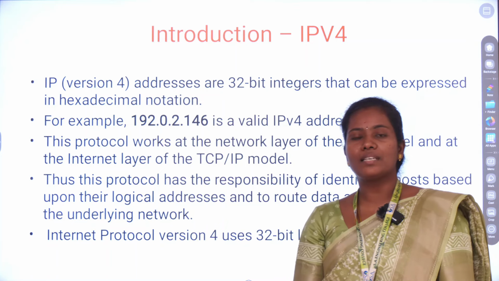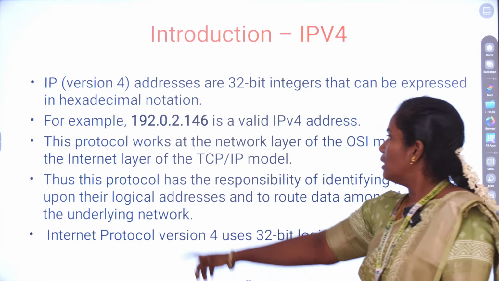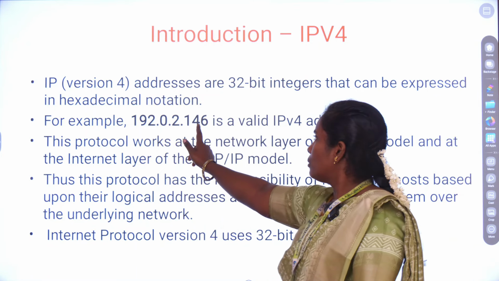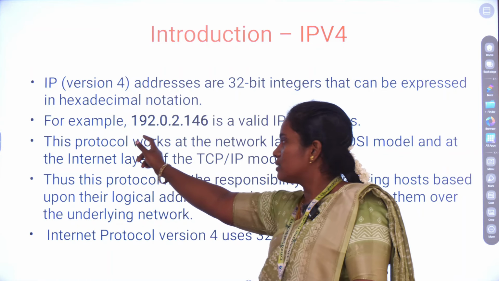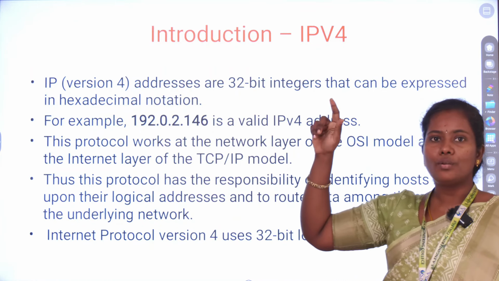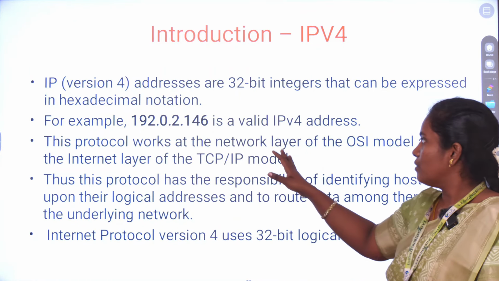It is expressed in dotted decimal notation. For example, 192.0.2.156 is an IPv4 address. Each value is between 0 and 255. We can write any values.